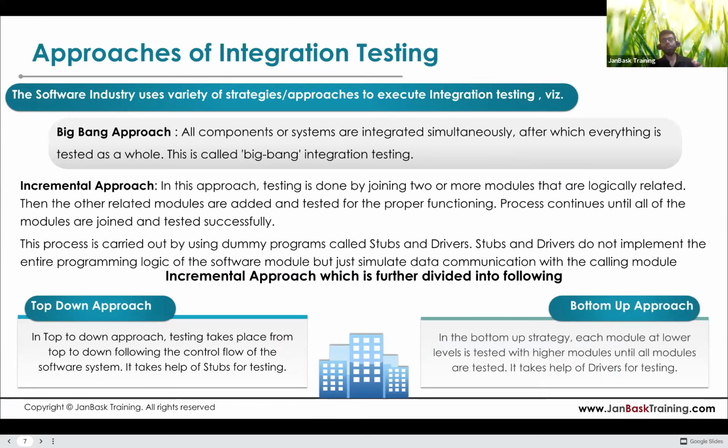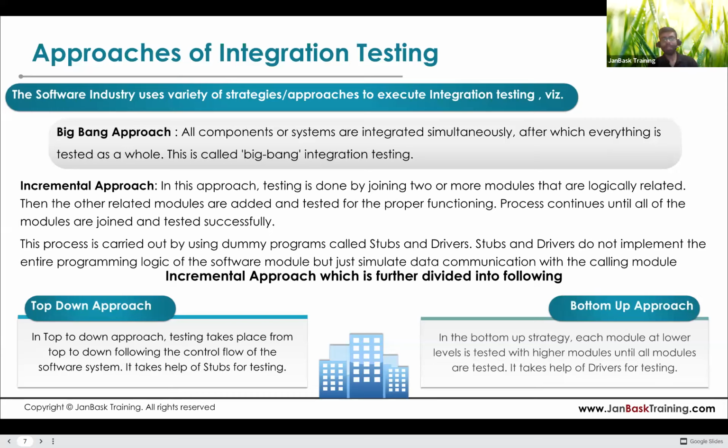So we don't do the integration of two modules or three modules. If there are 10 modules, we don't do that. What we do is all the components are integrated together at a time, and then the whole software is tested. So this is called the big bang approach of integration testing. This is very simple. All the modules are integrated at a time, and then the whole software is tested as one piece of application.